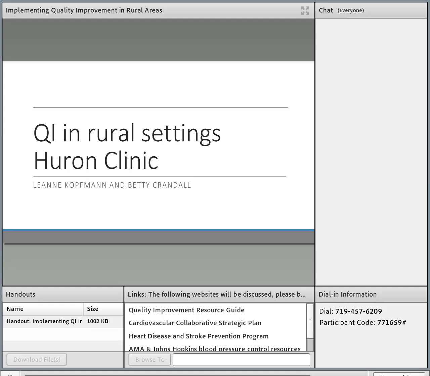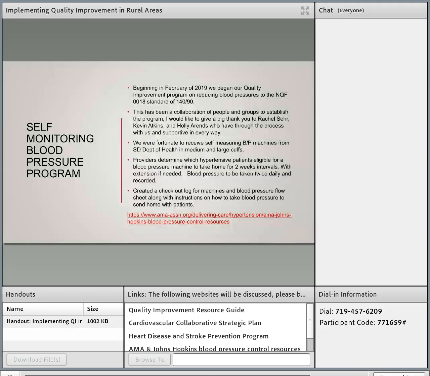All right, so we have been very fortunate to get to be in a program for self-monitoring blood pressure for our patients in our community. It's been a collaboration of people in which Rachel Sayre, Kevin Atkins, and Holly Ahrens have been very supportive, met with us on a monthly basis, and helped us to create everything that we've done from the bottom up with this program.